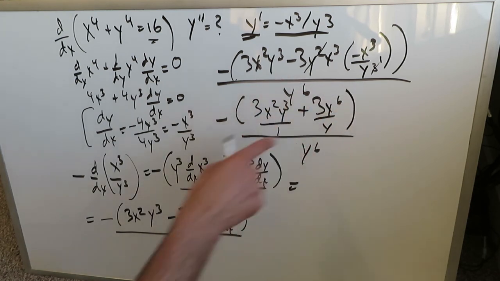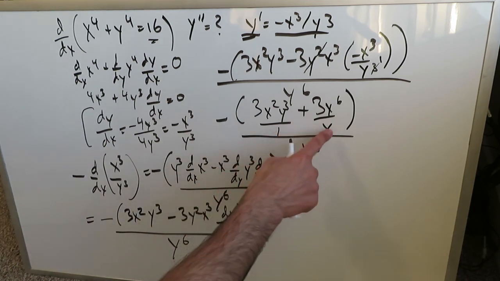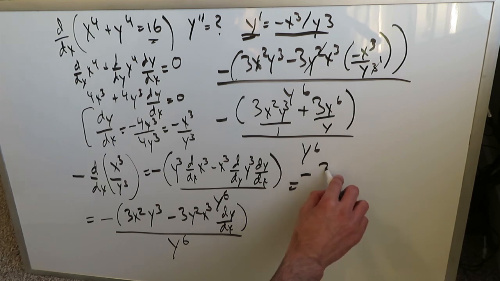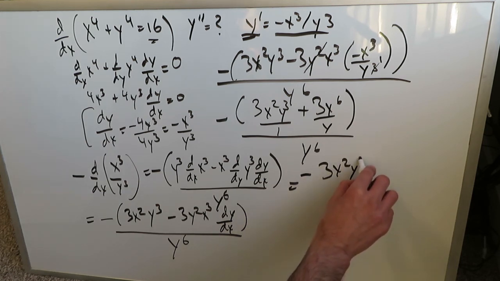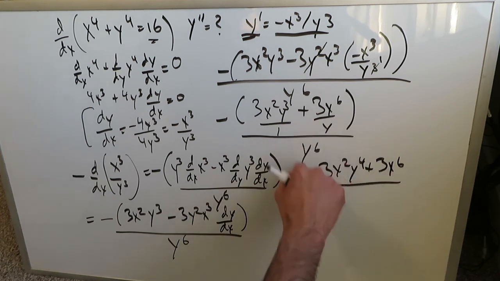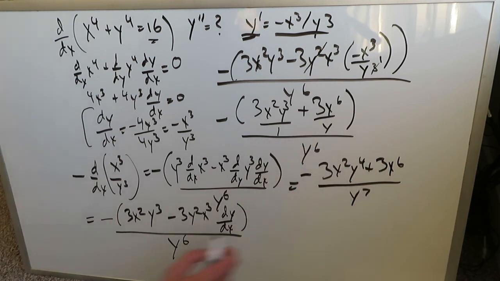When you do this procedure on the top, you have 1 going in y times, so you can multiply over here. With a common denominator, you get 3x squared y to the 4 plus 3x to the 6th over, and you can bring the y down and make it y to the 7th. You're seeing all of that. That's just algebra at play.